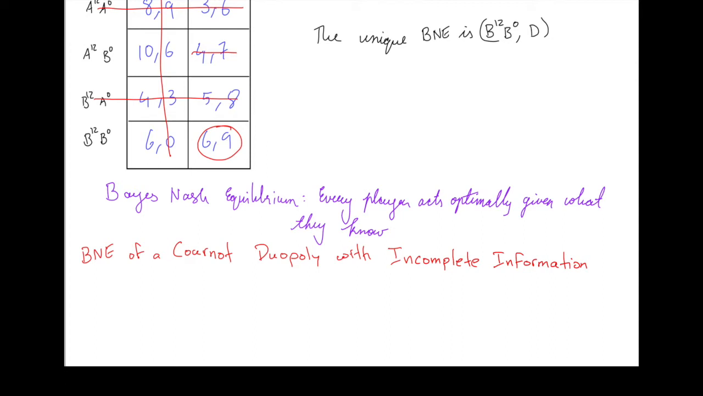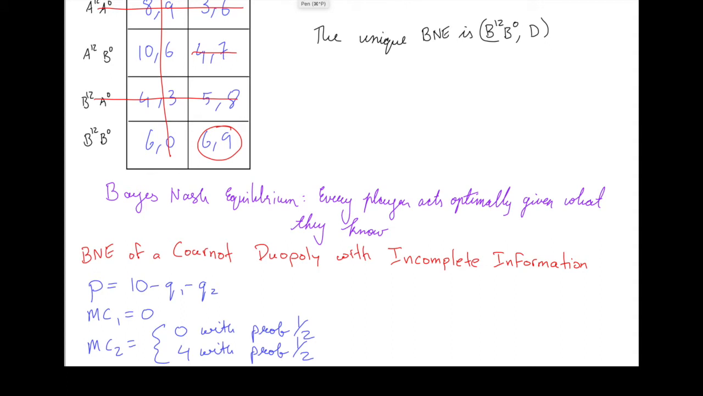So as usual, you've got two firms. Demand is given by P equals 10 minus total quantity, so Q1 plus Q2. So this is just like before. The difference here is going to be that the marginal costs are different for the two firms. So the marginal cost for firm 1 is 0. The marginal cost for firm 2 is either 0 or 4, each with probability a half.